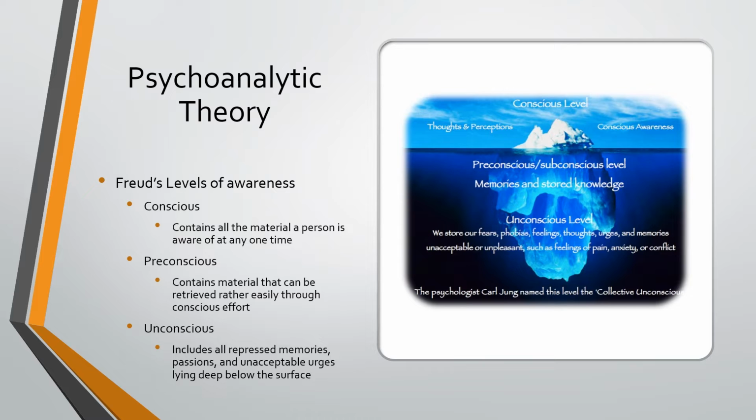So if we're talking about the conscious level, that's the tip of the iceberg. That's our perceptions, our memories, our thoughts and fantasies. What is a person aware of at any time? As we move down that iceberg into the next level, it's our preconscious. It's just below the surface of our awareness. We know that we can retrieve those materials easily with not a lot of effort.